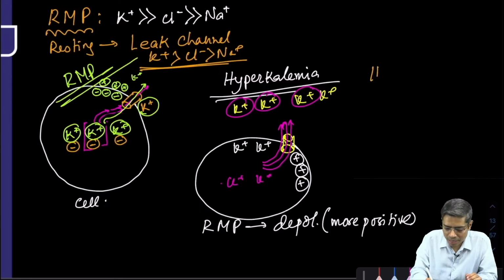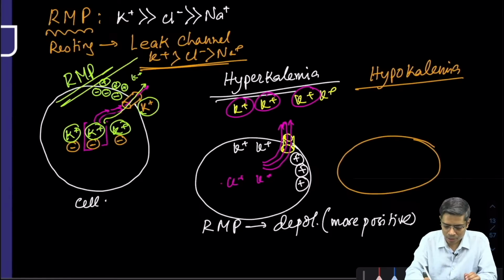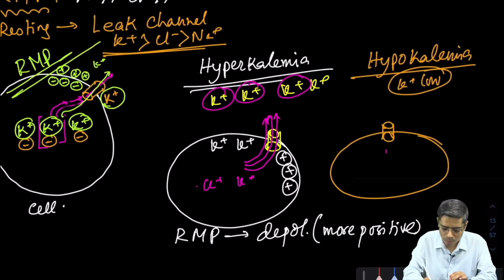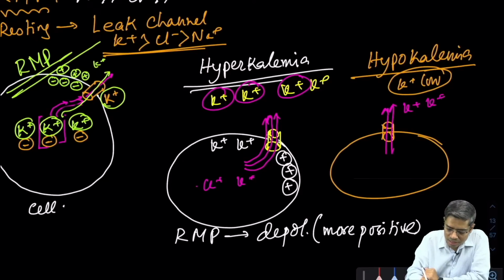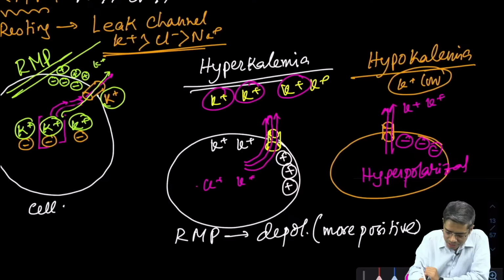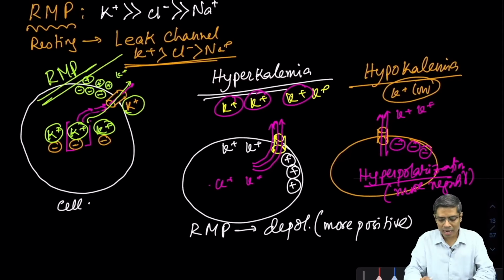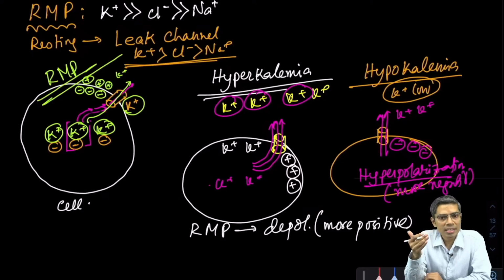And what will happen in case of hypokalemia? That is our question. In case of hypokalemia, the opposite thing will happen. This is the cell. So, outside potassium concentration is very low. Whenever outside potassium concentration is very low, more amount of potassium will go out of the cell. More potassium means more positive charge is leaving the cell. So, there will be more generation of negativity inside the cell. We call this hyperpolarization, or more negative kind of cell membrane. Getting my point? So, please note down, hypokalemia means there will be hyperpolarization, and hyperkalemia means there will be depolarization.